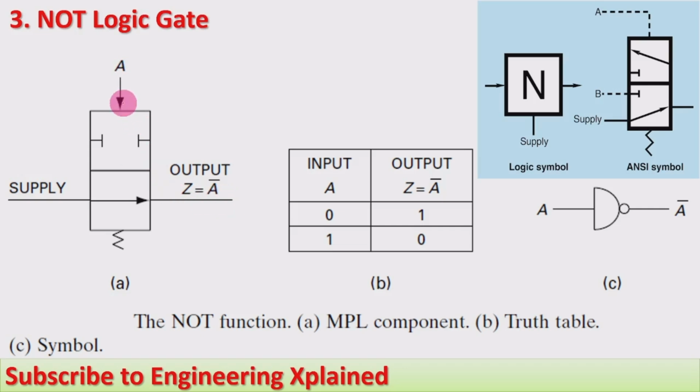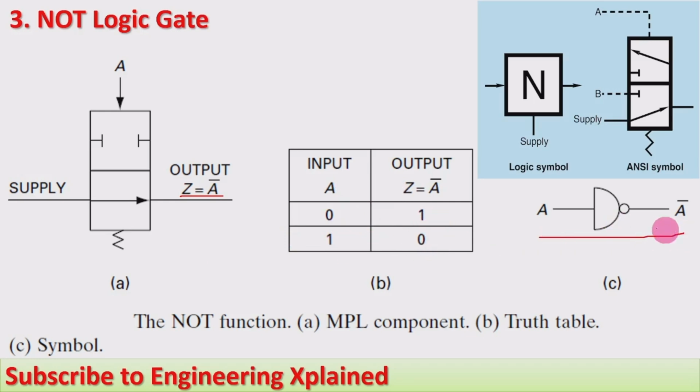If the input is lower, we get higher, and if the input is higher, we get lower. That is Z equals A inverse. A inverse means we get the complement of A, like this. In the moving part logic component representation, we get it like this. In the truth table, the input is in terms of zeros and ones. If it is 0, we get 1, and if it is 1, we get 0.